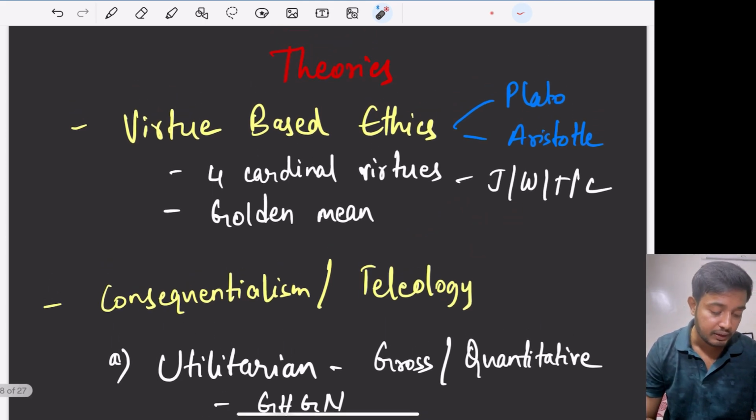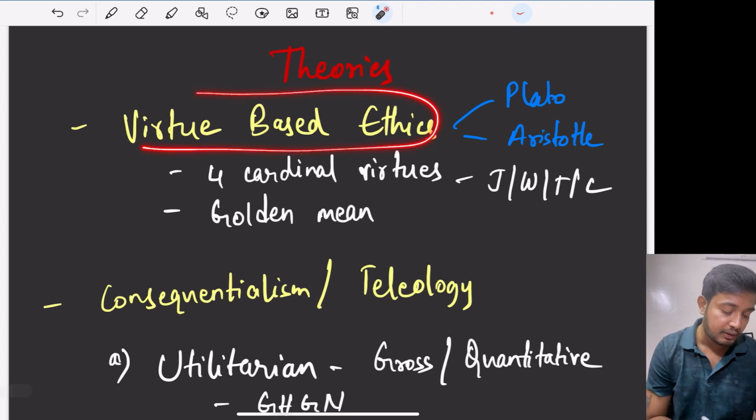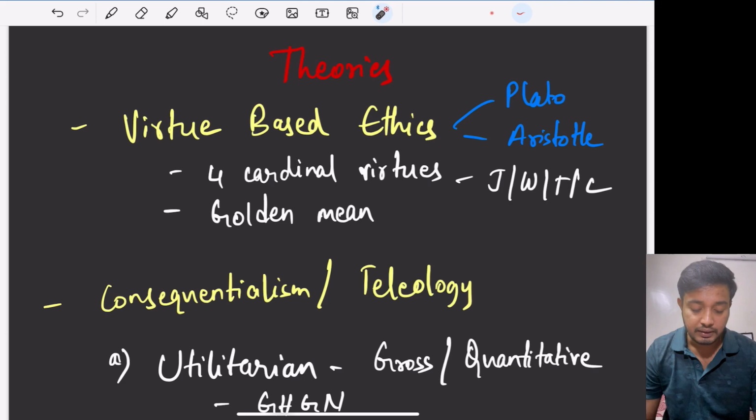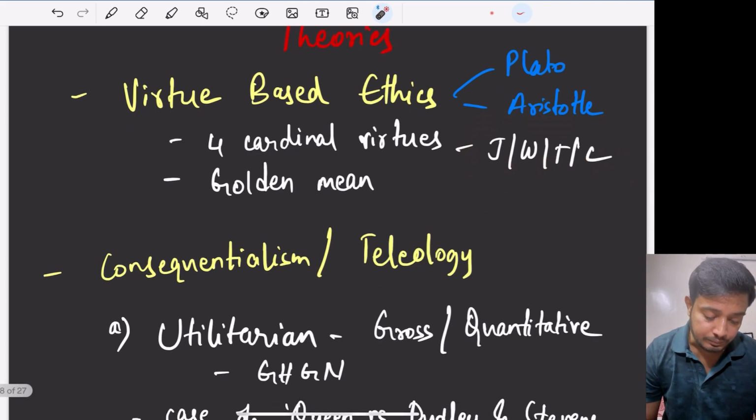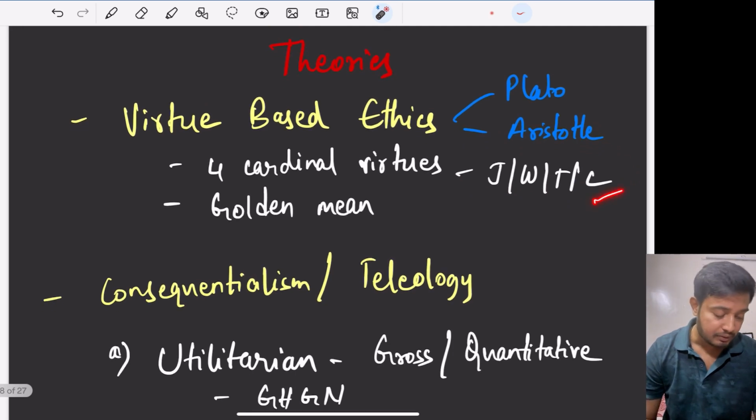So when it comes to the theories part, one aspect is virtue-based ethics, which was basically given by Plato and Aristotle. This was started way long back, as we know, in the Greek era. So they talk about four cardinal virtues. You need to learn this by heart, or make a mnemonic, such as I made it as justice for World Trade Center. So this is basically justice. This is wisdom, temperance, and I'm unable to remember the last one.